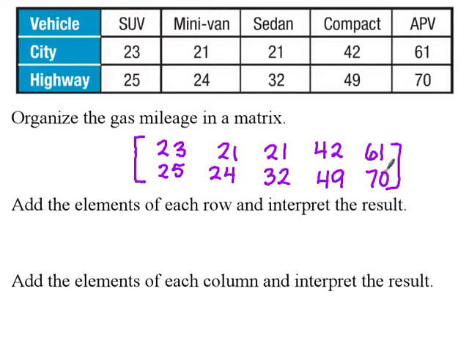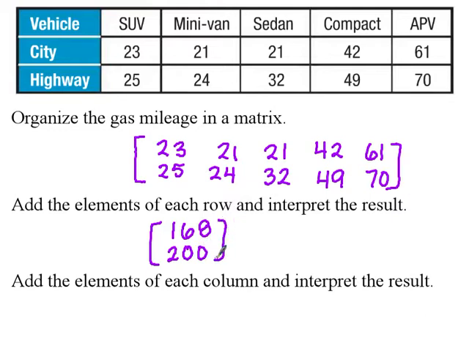It says add the elements of each row and interpret the result. So what that means is that I'm going to go ahead and add all the elements of row 1 together. Okay? So if I add the 23, 21, 21, 42, and 61, what do I get? 168. 168 you said? Let's go ahead and add the next row. 25, 24, 32, 49, and 70. 200. 200.